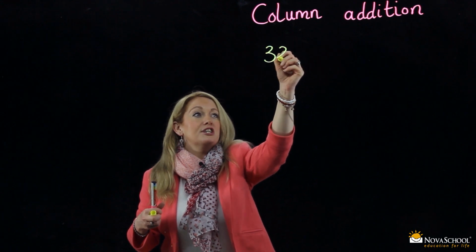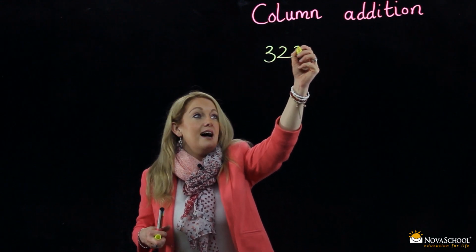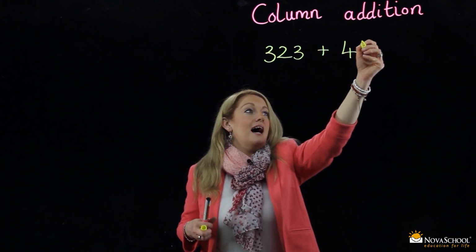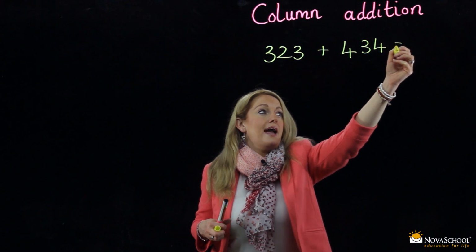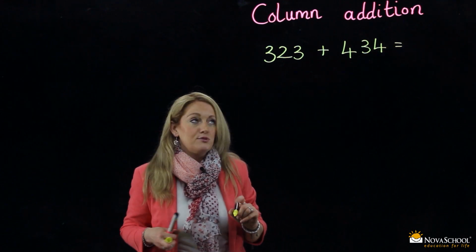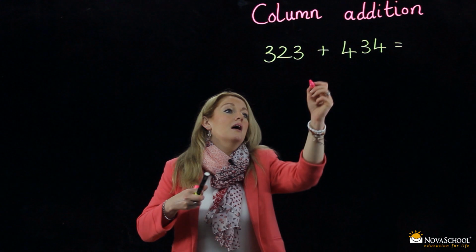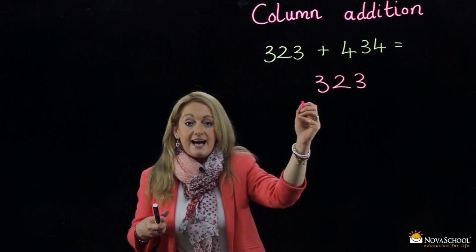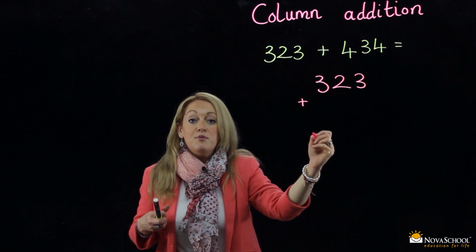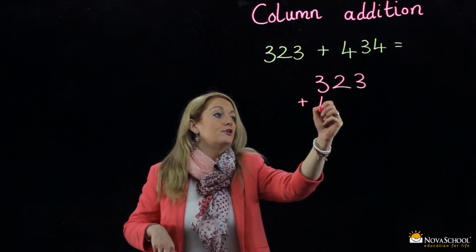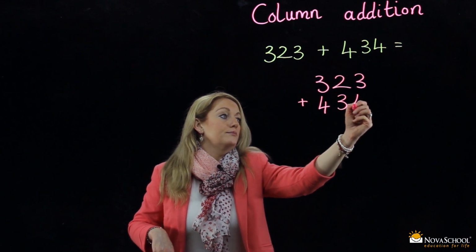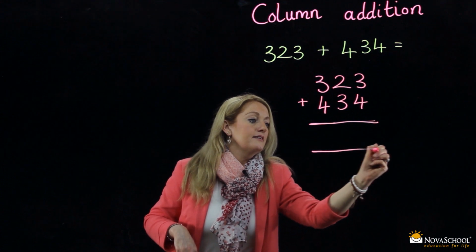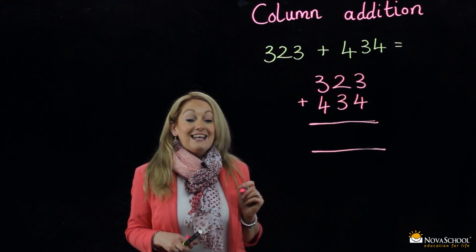Okay, so 3-digit numbers today. 323 add 434. Okay? Are you ready? This is how we set it out. 323, we put our addition sign on the left. Then we place the other number underneath. 434. Okay, we draw our ruler line underneath. You use a ruler. And let's add it up.